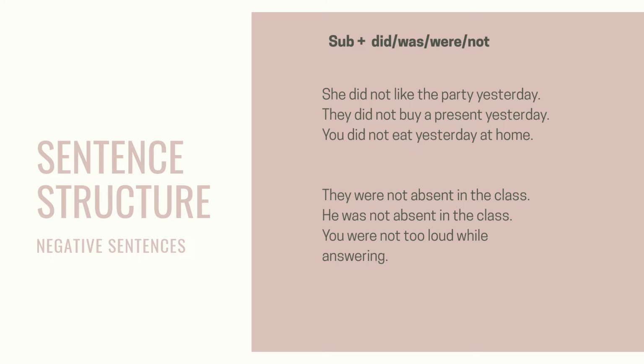But for the sentences which have to be form of verbs, we use were for plural and was for singular, and because they are negative forms we use not with them. For example, in the first sentence, they were not absent in the class, there is no main verb or action verb. The to be form of the verb is were, so we just add not with were. In the same way, in the second, the to be form is was and we add not with that to make it negative.